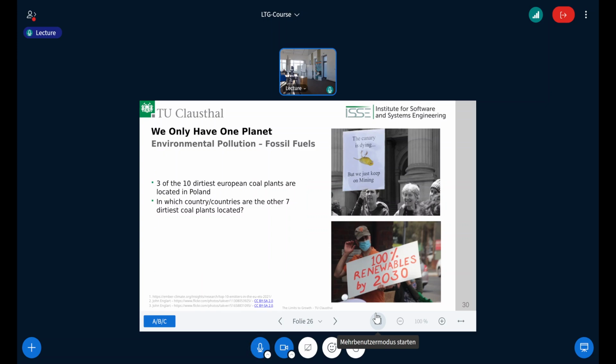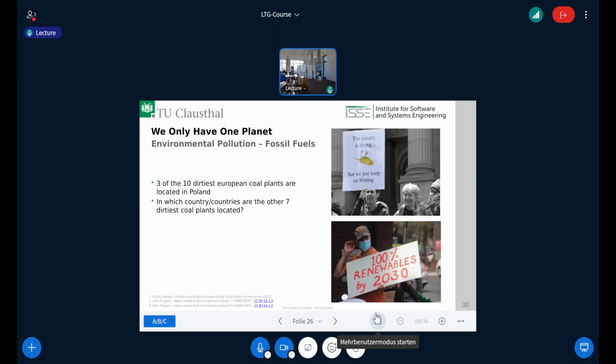But trash is just one dimension of environmental pollution. Fossil fuels, not just generating CO2 when you burn them, but there are also other environment polluting aspects of burning dead dinosaurs.